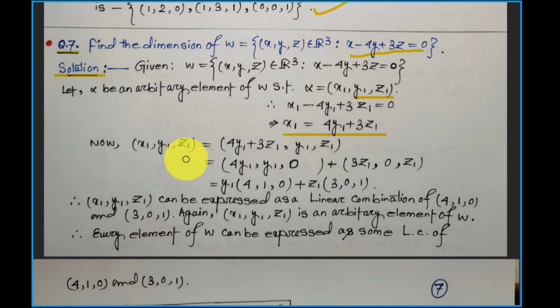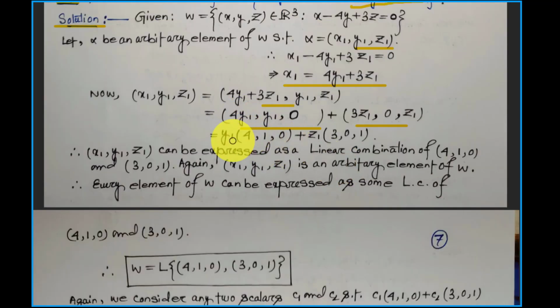Now (x1, y1, z1) equals (4y1 plus 3z1, y1, z1). So this can be written as (4y1, y1, 0) plus (3z1, 0, z1). You can verify this by adding them, and you will get the element from before. Now taking y1 common from the first and z1 common from the second, you get y1 times (4, 1, 0) plus z1 times (3, 0, 1). So this element can be expressed as a linear combination of (4, 1, 0) and (3, 0, 1). Also, this element is nothing but an arbitrary element.